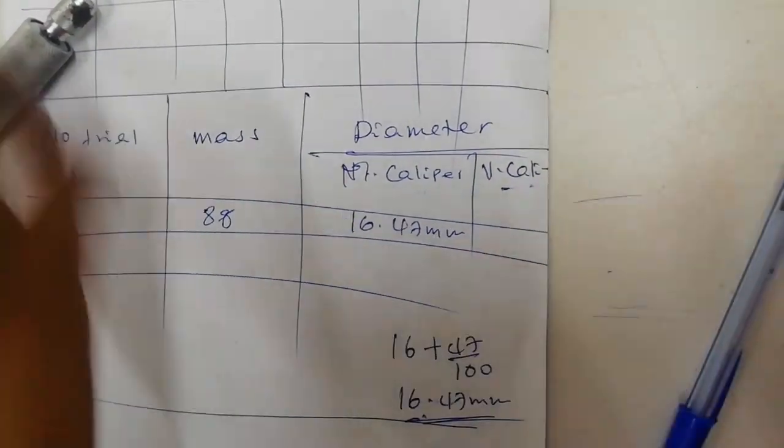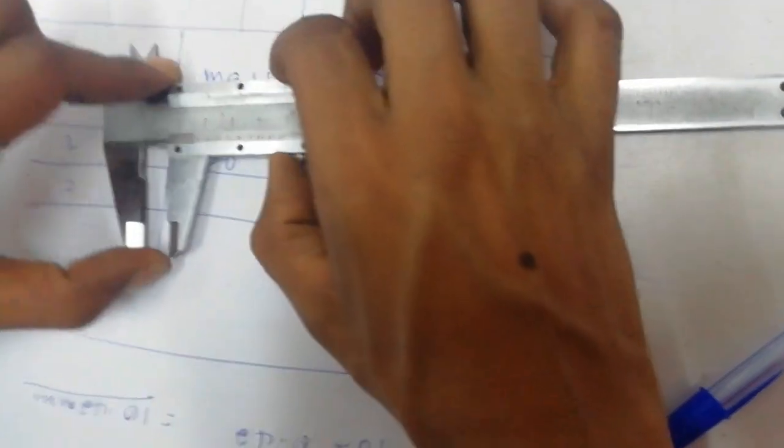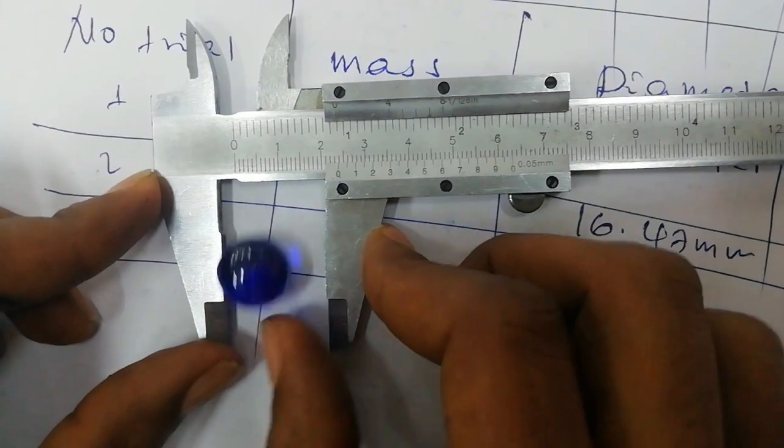Using the vernier caliper, the vernier caliper is here. You put the sphere between these two jaws.